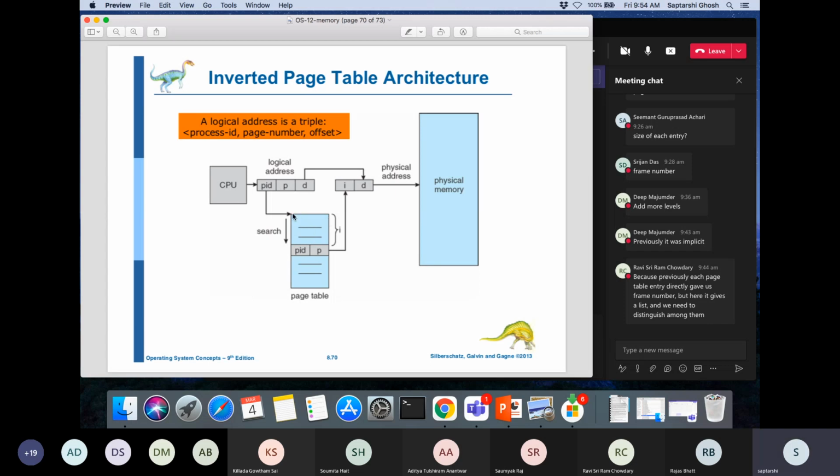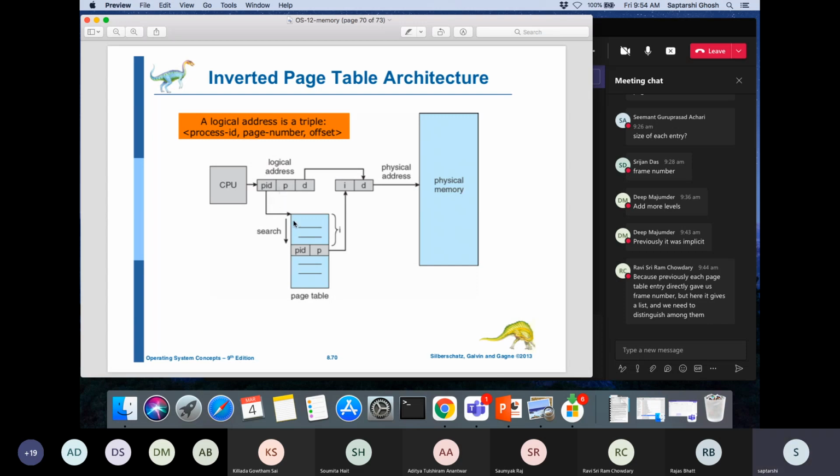But this inverted page table is not sorted according to PIDP. It is sorted according to the physical addresses, as being the ith frame. The first entry corresponds to the first frame in the physical memory. The second entry corresponds to the second frame of the physical memory, and so on.